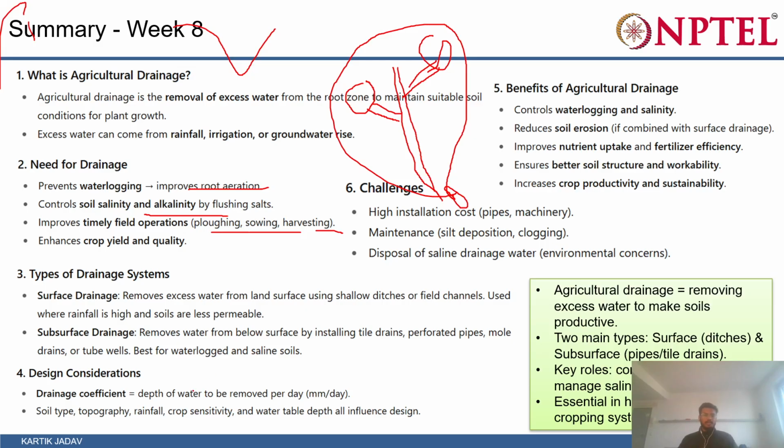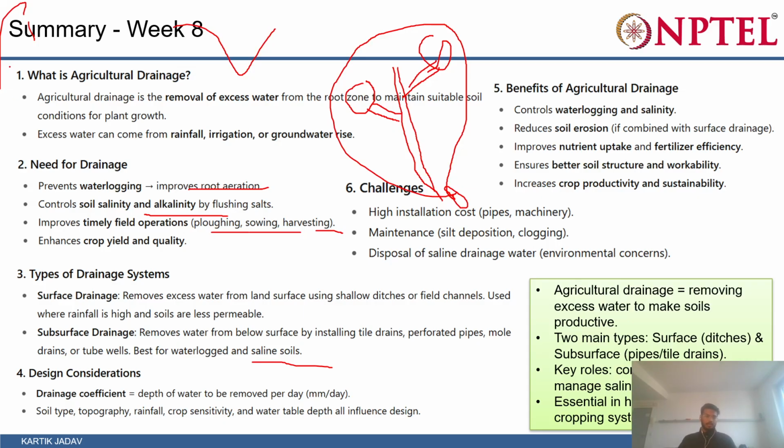And it is generally best for waterlogged and saline soil. Then what we need to consider during design of the drainage system. So generally the first thing that comes into the picture is the drainage coefficient. It is generally the depth of water that we must remove per day. Right, so the depth of water that must be removed in one day.